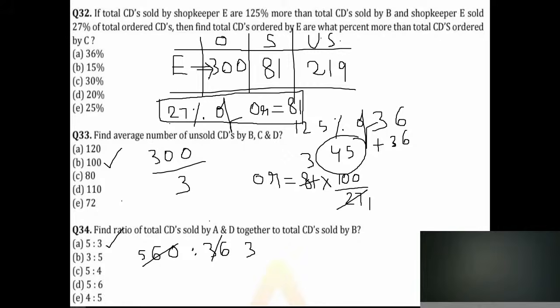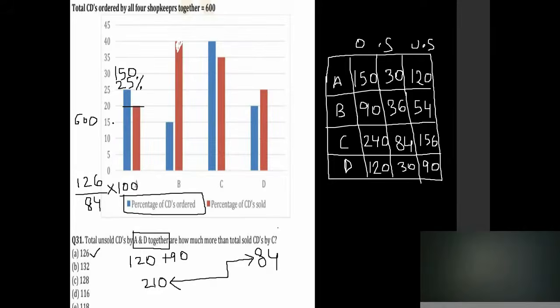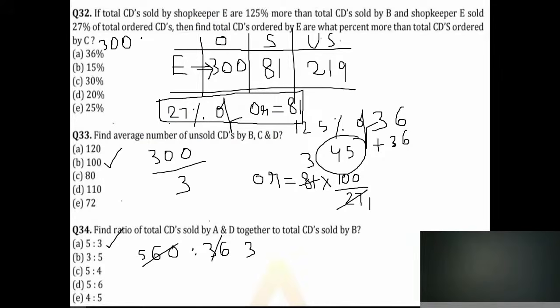Now, our question is: find the total CDs ordered by E are what percent more than total CDs ordered by C. So, ordered by E is 300. Ordered by C, if you go to the previous data, is 240. So our question is, 300 is how much percent more than 240?